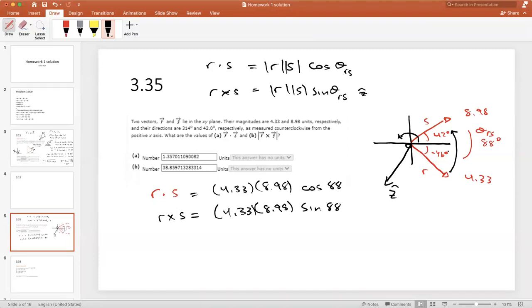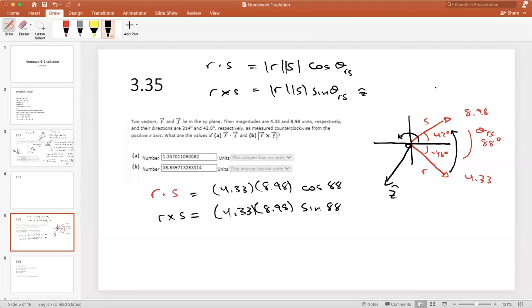If we were trying to turn S to R, if we were doing S cross R, it would be along a negative Z axis. Your thumb would point into the screen so that your fingers could push S down to R. The rotation would be clockwise. It would be a negative rotation. We don't care about that in this problem, but when you do the right-hand rule, that's what you're doing. So this isn't too bad.